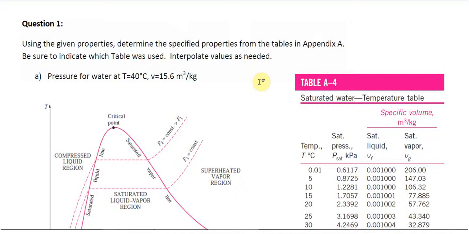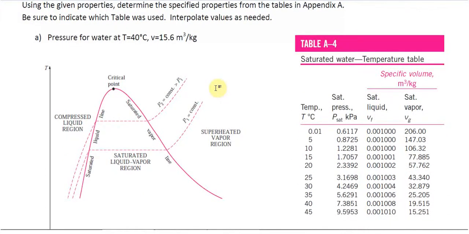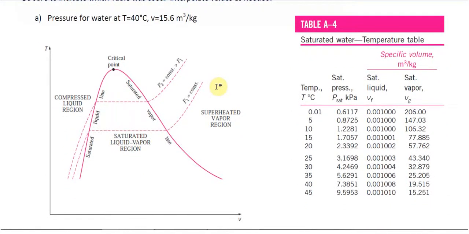First of all, in part A, we're going to find the pressure for water at the temperature of 40 degrees Celsius and specific volume, that's small v, 15.6 meter cubed per kilogram. Okay, in order to find the missing properties, I need to use the table that belongs to saturated water.